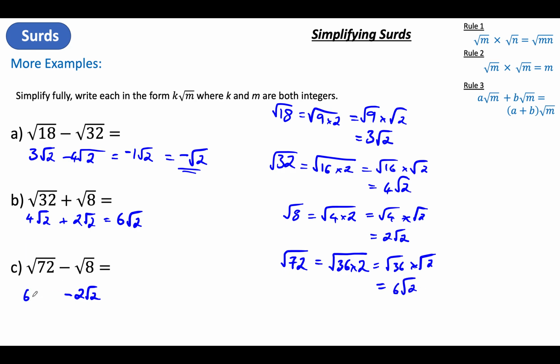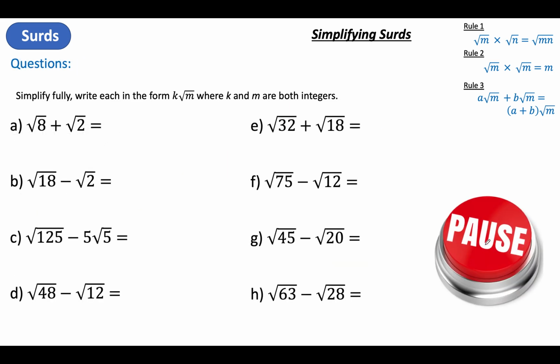So we have 6 lots of root 2, take away 2 lots of root 2. And that would leave 4 lots of root 2. So there's one answer, there's another answer. Okay, tick, tick, tick. So that's what you're going to do.